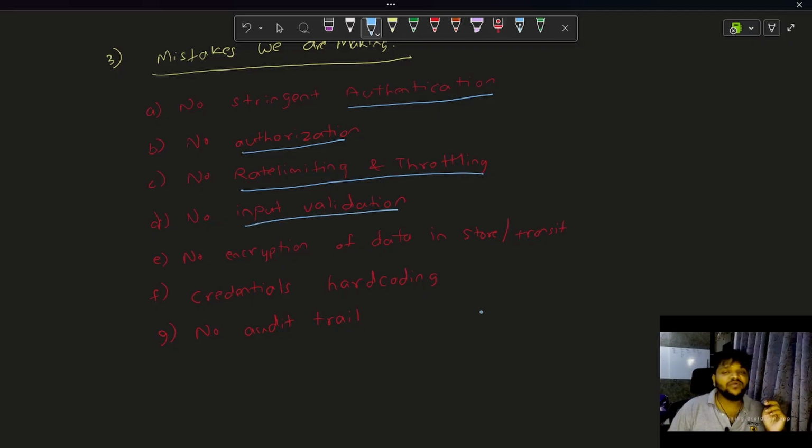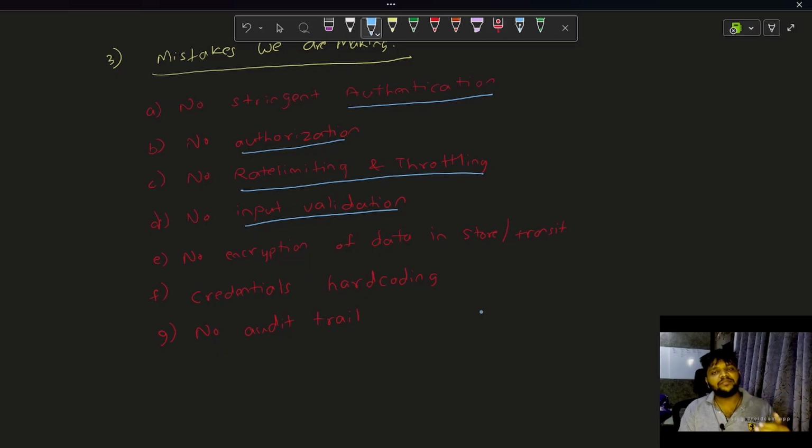Fourth is no input validation. I have seen a lot of developers in my team and in other teams as well do this: as soon as we get the data, we take it and directly dump it into the database. There is a difference between a DTO and an entity. When we get a request, that is considered a DTO. When we dump it in the database, it is considered an entity. That DTO needs to be validated, but we do not validate it.